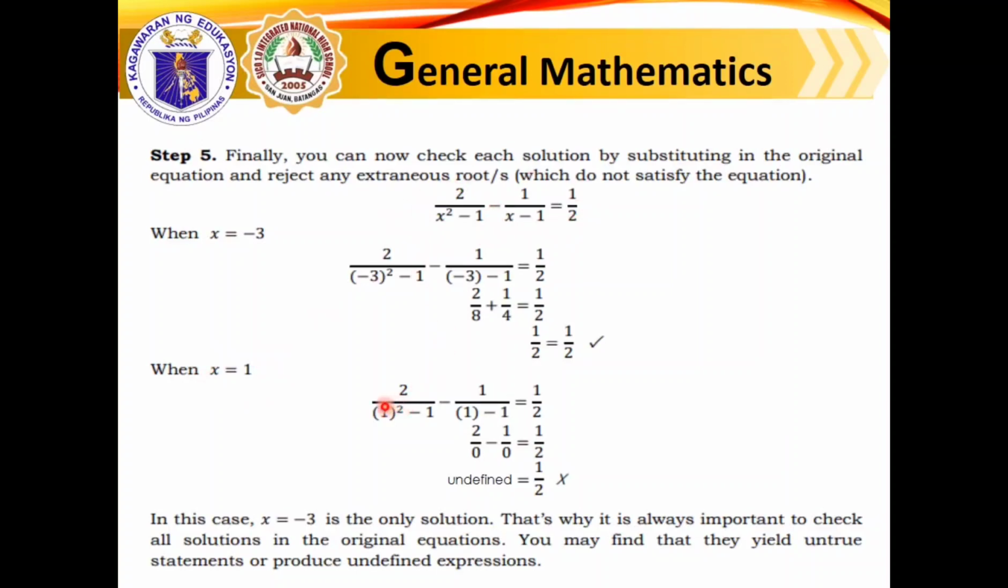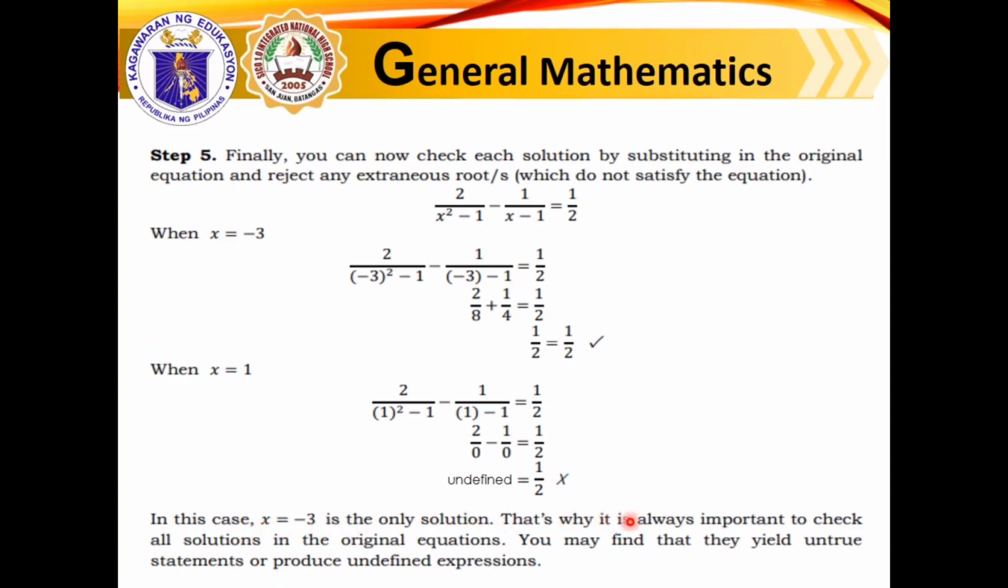So 2 all over 1 squared minus 1, minus 1 all over 1 minus 1 equals 1 half. So it will become 2 all over 1 squared minus 1 is 0, minus 1 all over 1 minus 1 is 0, equals 1 half. So as you can see, 2 divided by 0 and 1 divided by 0 is undefined. So it will not be equal to 1 half. So therefore, in this case, x equals negative 3 is the only solution.